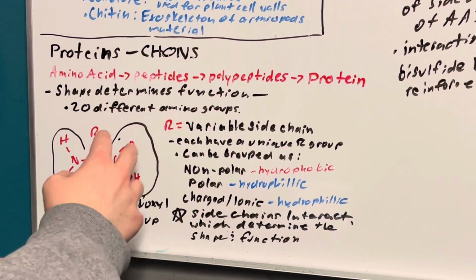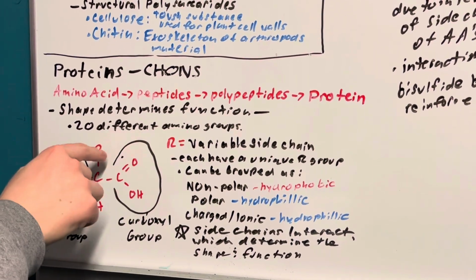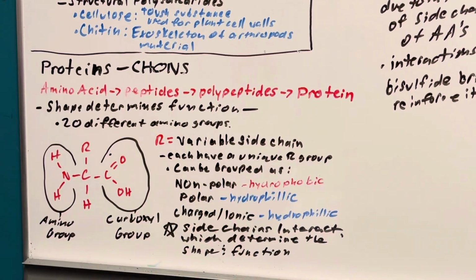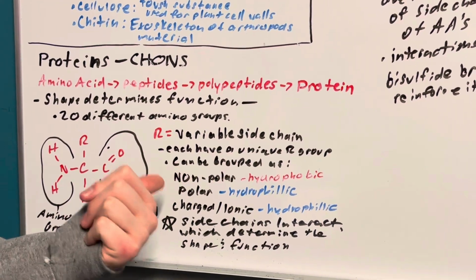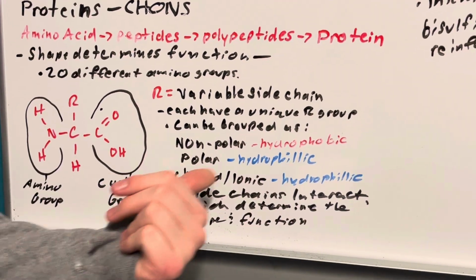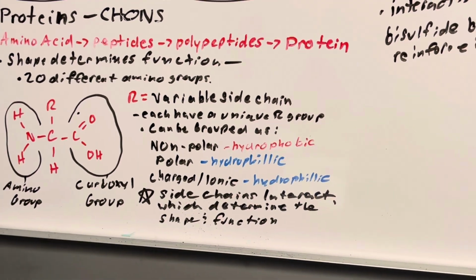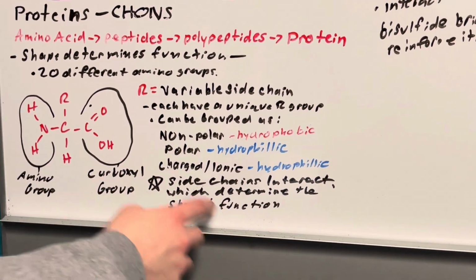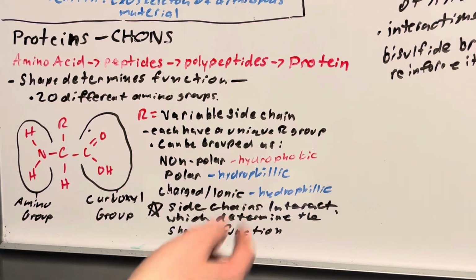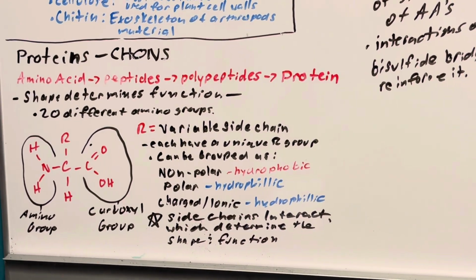Each amino acid, which is drawn here, has the R right here, which is a variable side chain. Each of them has a unique group, and they can be grouped as nonpolar, which is hydrophobic, hates water; polar, hydrophilic, loves water; and charged/ionic, which is hydrophilic as well. The way the side chains interact determines the shape and function.